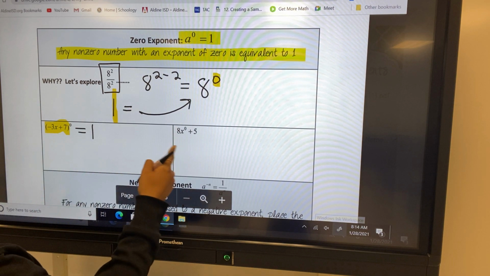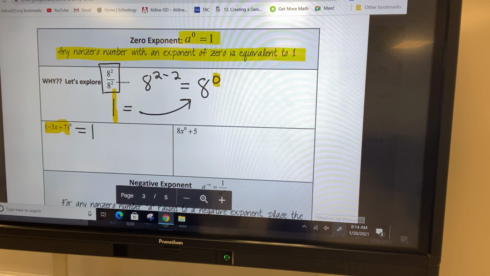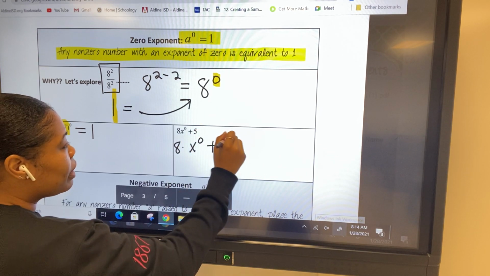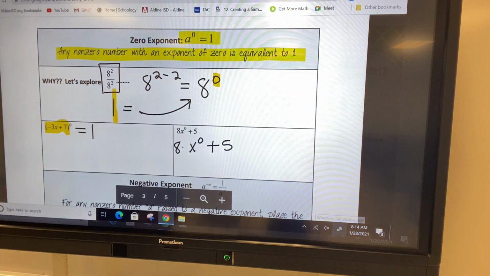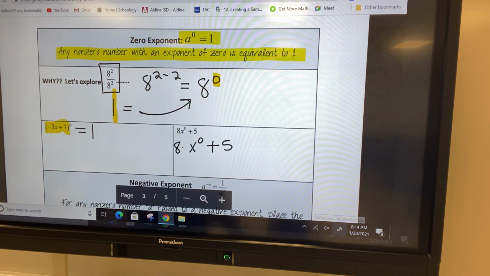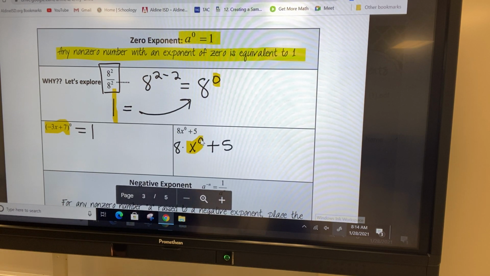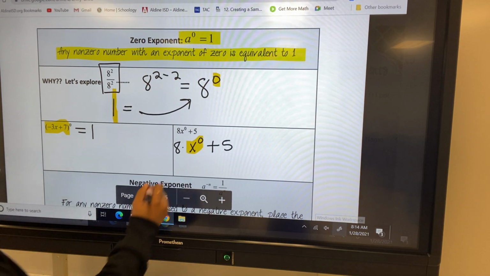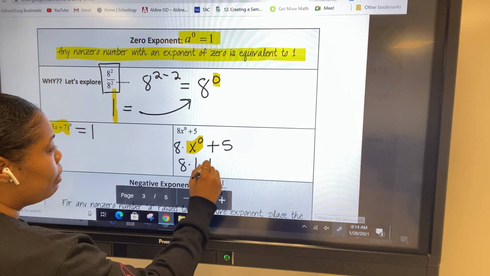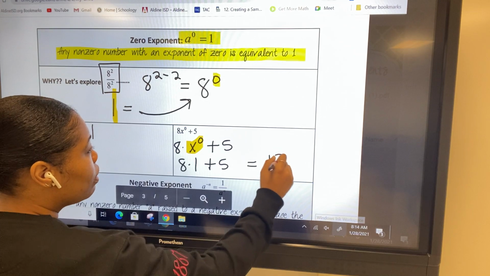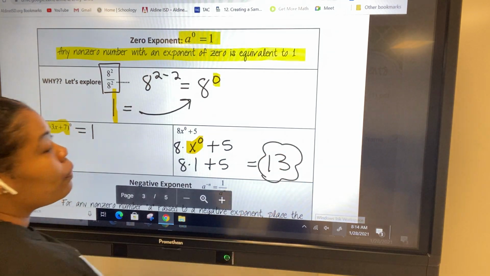Now we have to be careful on this side because the whole thing is not to the power of 0. The only thing that's to the power of 0 is the x. So this is like 8 times x to the power of 0 plus 5. The 8 and the x are separate, and so the only thing that is to the power of 0 is this. So only this part is going to become 1. So this is going to be 8 times 1 plus 5. And so 8 times 1 is 8 plus 5 is 13. So the answer here would be 13.